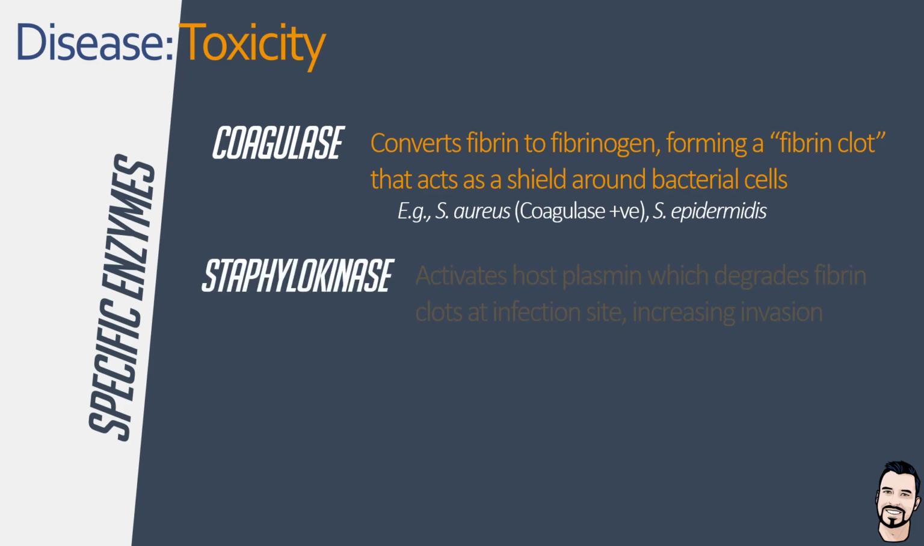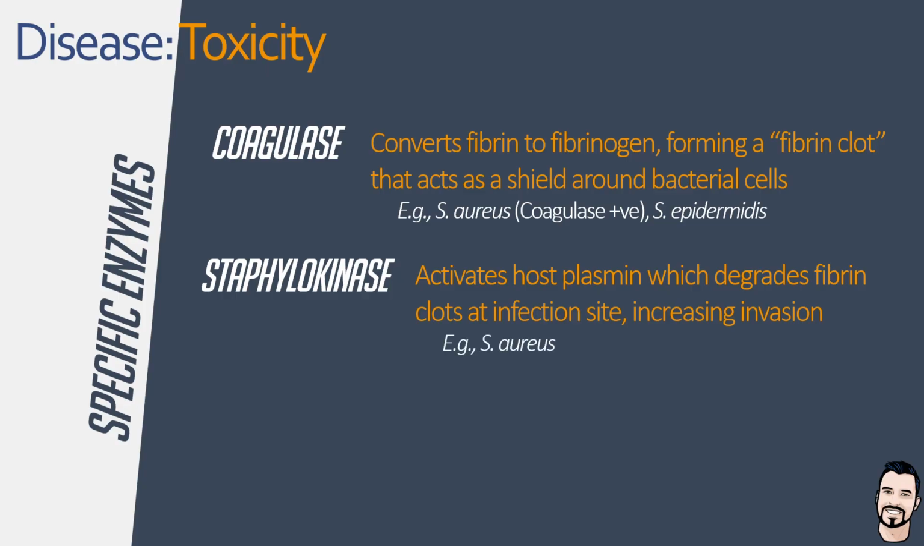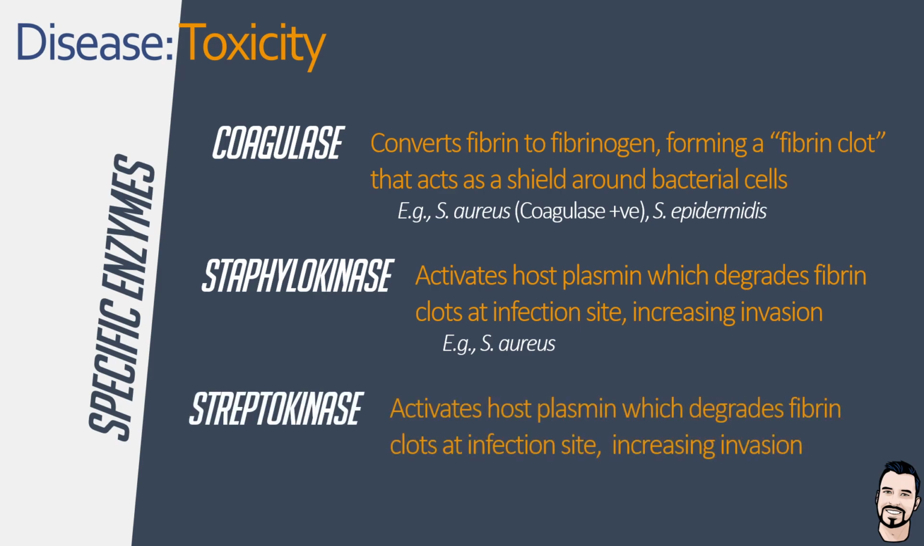We then have enzymes like staphylokinase, which binds to plasminogen and converts it into plasmin. Why is this useful to the pathogen? Well, plasmin degrades fibrin clots that would otherwise wall off an infection, allowing microorganisms to spread rapidly through tissues. And this contributes to invasive infections such as necrotizing fasciitis and is produced by organisms such as Staphylococcus aureus. Now, our final example is streptokinase, which functions in a very similar way to staphylokinase, the key difference being that this is produced by Streptococcus pyogenes.